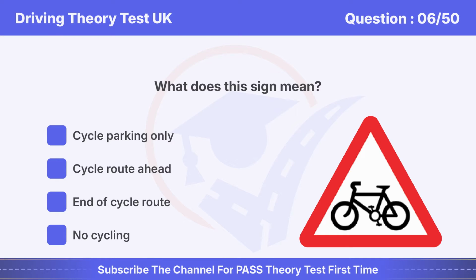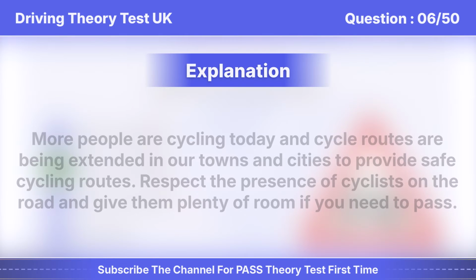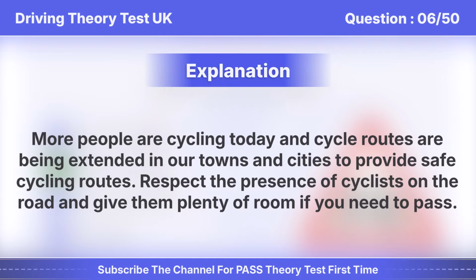Question 6. What does this sign mean? Answer is B. Cycle route ahead. More people are cycling today, and cycle routes are being extended in our towns and cities to provide safe cycling routes. Respect the presence of cyclists on the road and give them plenty of room if you need to pass.